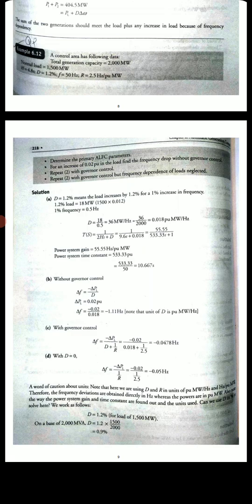And the last one is with governor control but the frequency dependence of load neglected. Then D is equal to 0, so only the R term will be there. That is, delta F is equal to minus delta PL divided by 1 by R. We will get minus 0.05 hertz.